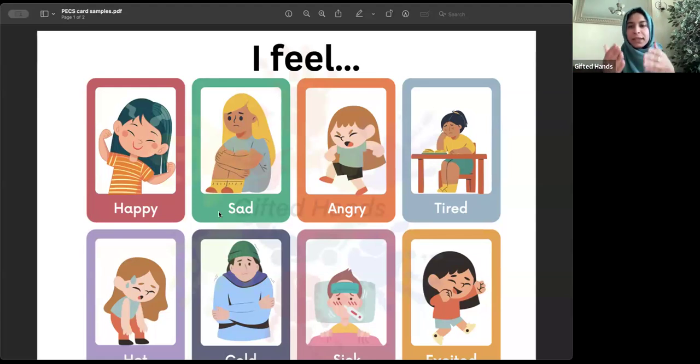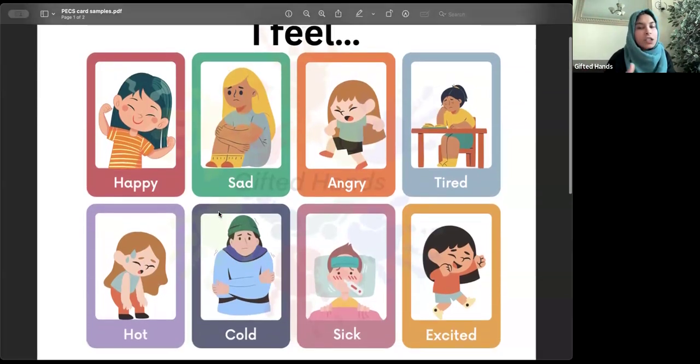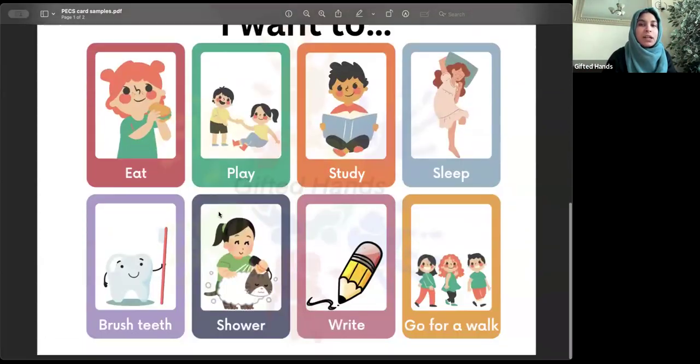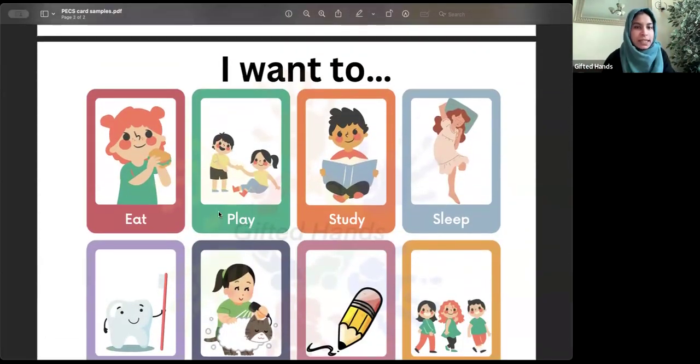So we have happy, sad, angry, tired, hot, cold, sick, excited. Use the PECS system to also teach the child how they can express it in their face itself. Then we have the I want to, again, daily needs. I want to eat. So teach them, if they want to eat, to rub their tummy. I want to eat, rub their tummy.